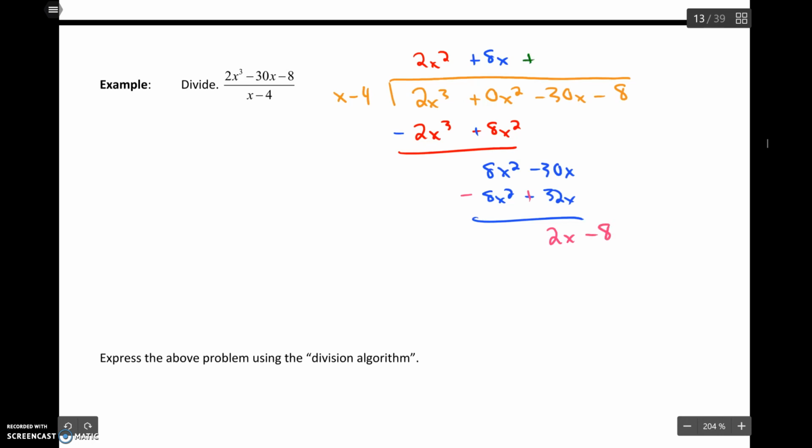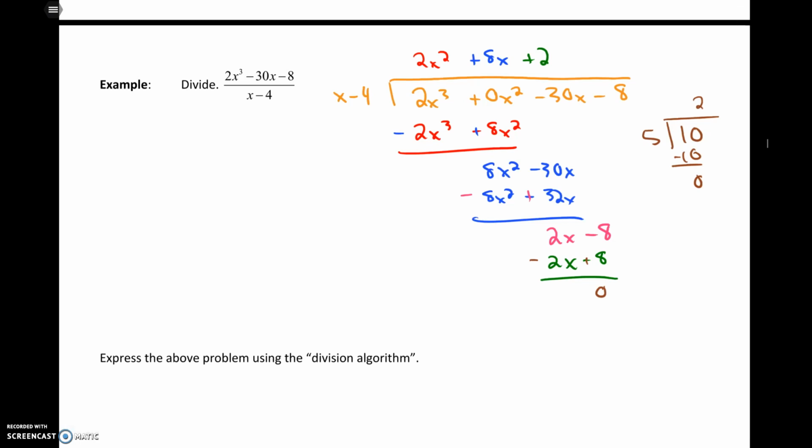X goes into 2x 2 times. X times 2 is 2x minus 8. Change the signs and add. So I get a remainder of 0. Wow. Recall that if you take 10 and you divide by 5, your remainder is 0. That means that 5 is a factor of 10, and that 5 divides 10 evenly. So what this means is that this x minus 4 is a factor of this polynomial. It divides it evenly. There's no remainder.